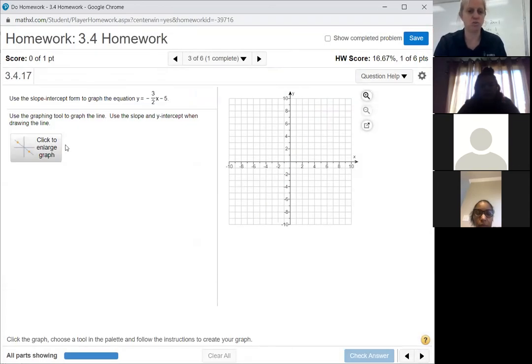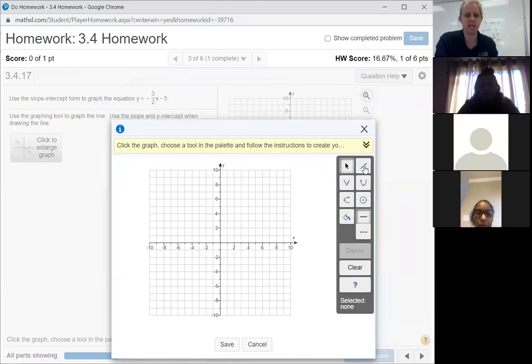I'll do this one too, real quick, just to give another example. The equation is already in slope-intercept form, right? It's already got the y by itself. So I'm going to put a point on the y-axis, this time at -5, because the y-intercept is -5. Then the slope is -3/2.